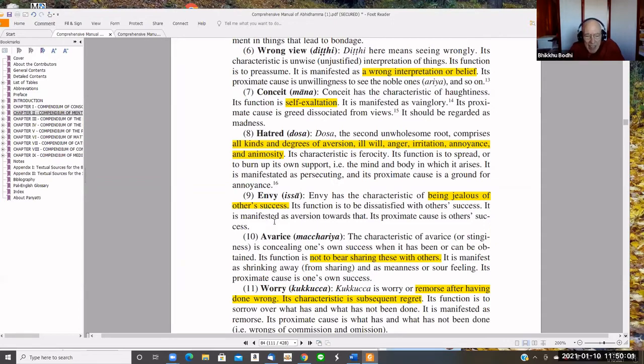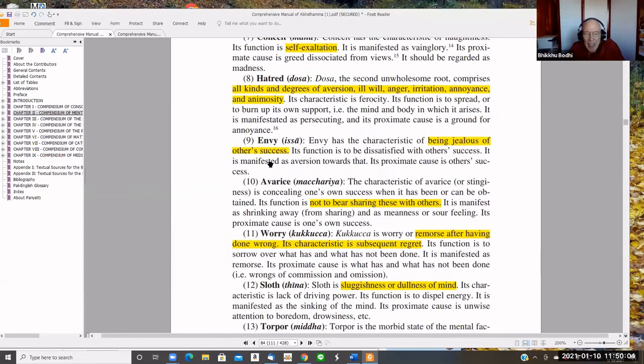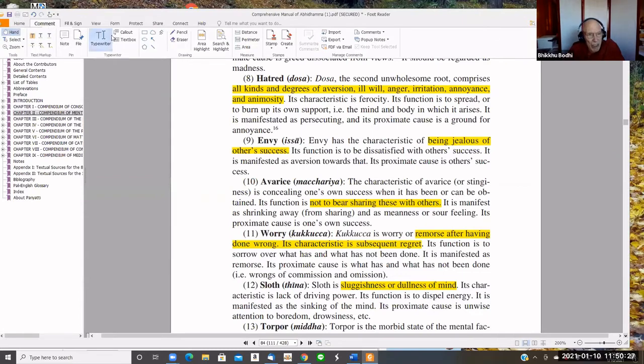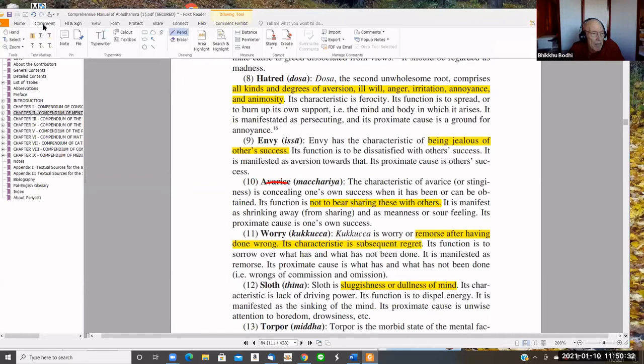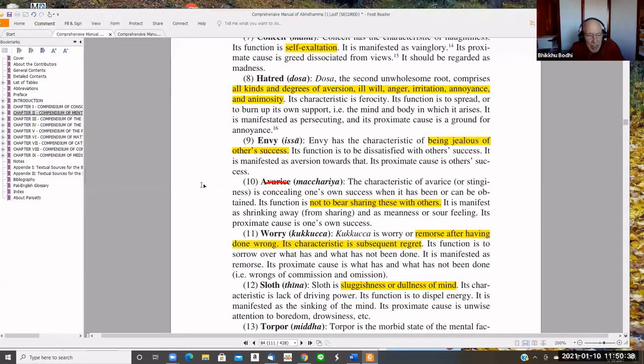Okay, then the next unwholesome factor is envy. So envy is being envious of the success or good qualities of others. Dissatisfaction with the success and good qualities of others. The next unwholesome factor, I don't think avarice is such a good rendering, because avarice suggests something like greed. So my preference here would be miserliness or stinginess.